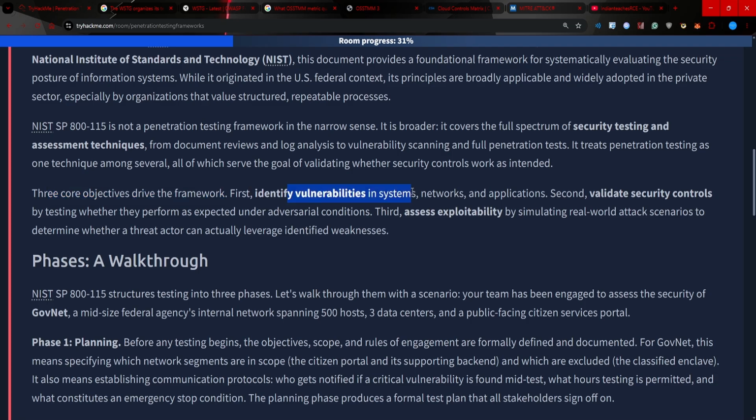First, identify vulnerabilities in systems, networks, and applications. Second, validate security controls by testing whether they perform as expected under adversarial conditions. Third, assess exploitability by simulating real world attack scenarios to determine whether a threat actor can actually leverage an identified weakness.